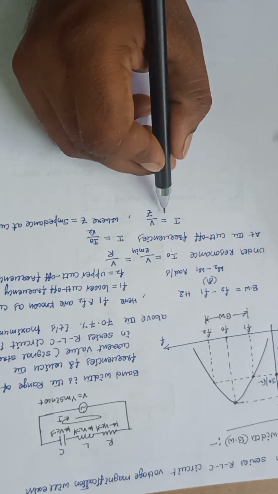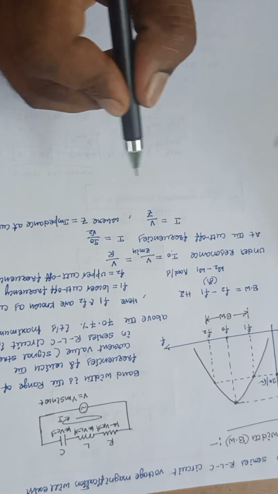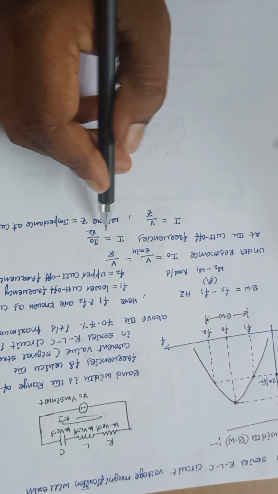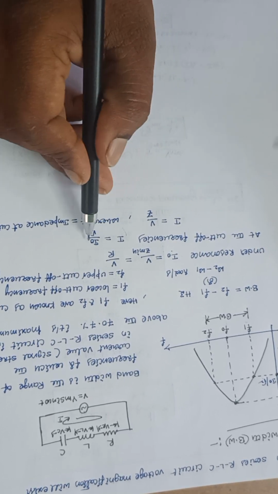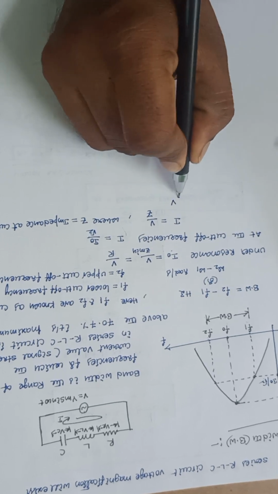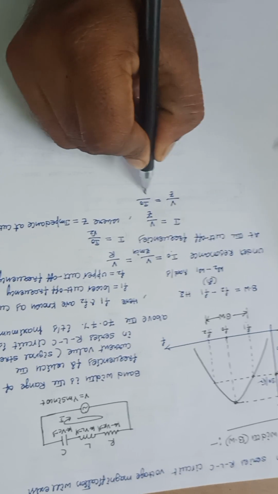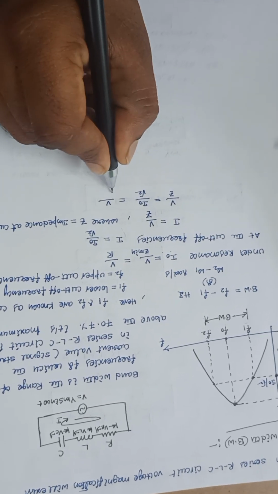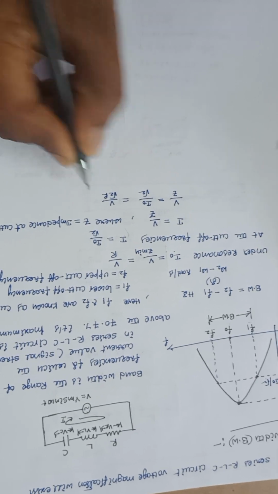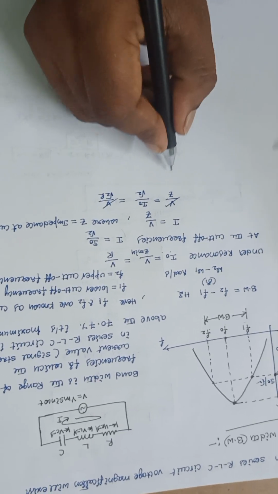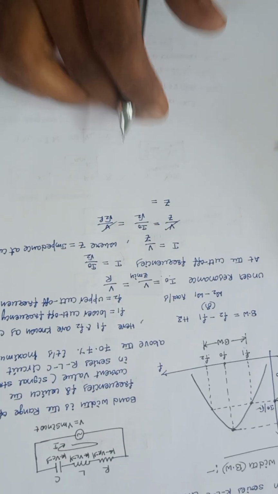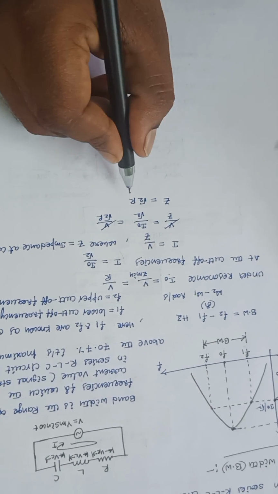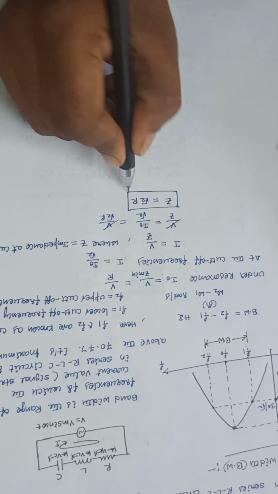Now let us equate this current with the current at the cutoff frequency, which is I naught by root 2. So V by Z is equal to I naught by root 2. We know that I naught is V by R, so this is equal to V by root 2 into R. This V and this V get cancelled. So finally the impedance offered by the series RLC circuit at the cutoff frequencies is root 2 into R.